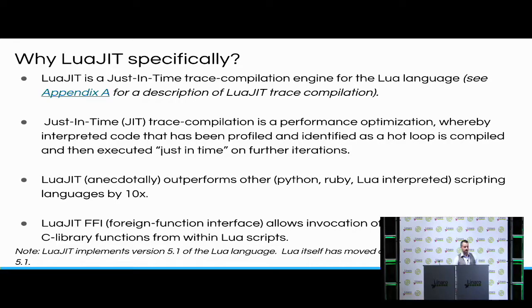There's anecdotal information that says LuaJIT itself outperforms other scripting languages like Python, Ruby, and interpreted Lua by about 10x, which is pretty impressive. And like I said, the FFI interface allows the invocation of high-performance C library functions from within Lua scripts. So you can see how this can be pretty powerful for a web server. It can script what it wants to do with Lua and then call out to a highly optimized library if it wants.